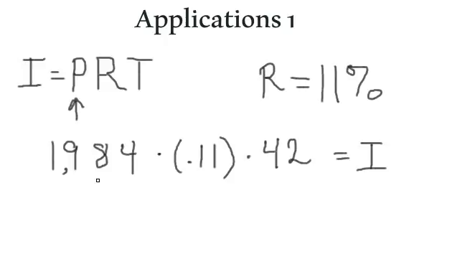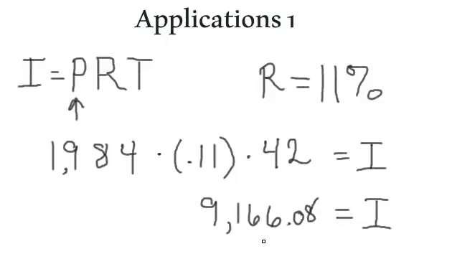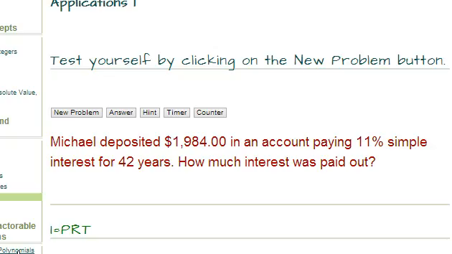So what we're going to do here is simply multiply these three numbers together to get our final answer. So how much interest did he earn? Ooh, it's a pretty good chunk of money, $9,166.08. Alright, let's go back to the website and let's hit answer. 9,166. Oh, that's it.